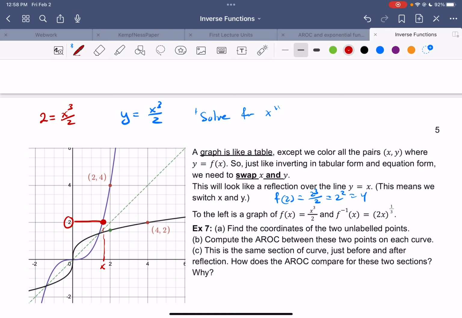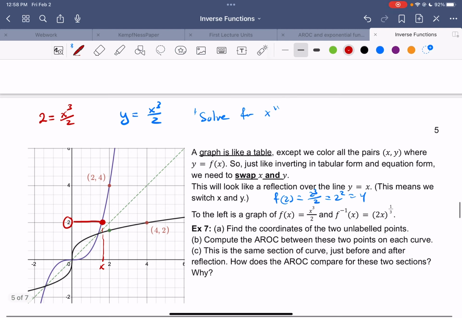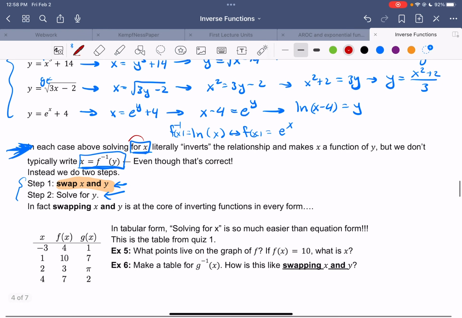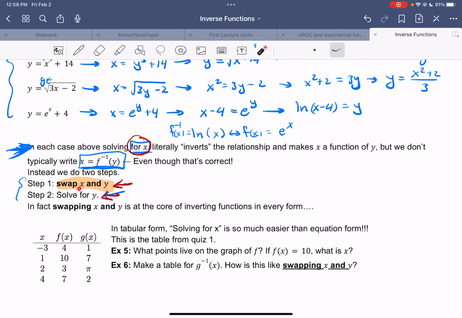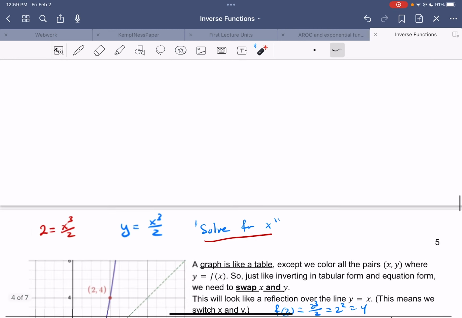If you stare at this process long enough, you'll realize something. Remember up here how you could either solve for x, or you could swap who's who and then solve for y. Really, if I swap the name x with the name y, then my old instruction of solve for x now becomes solve for y, and that's indeed what it says.